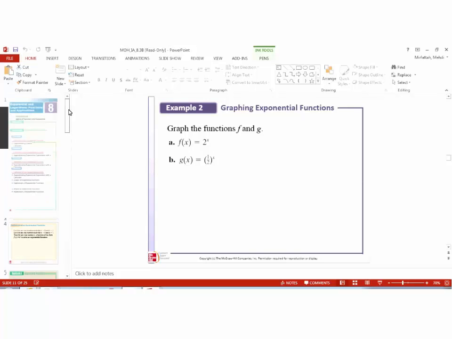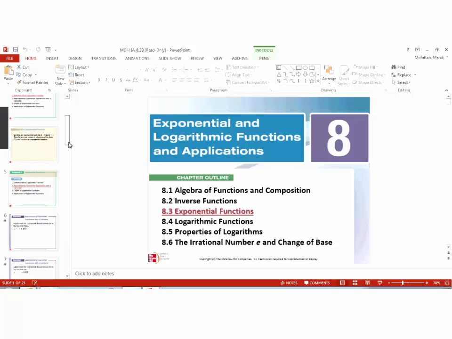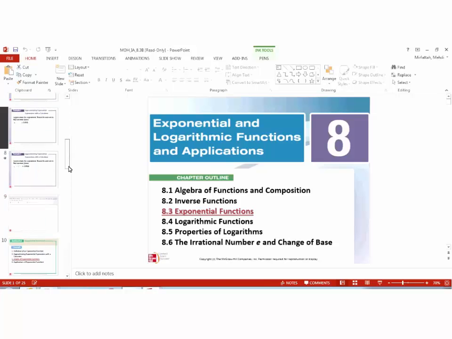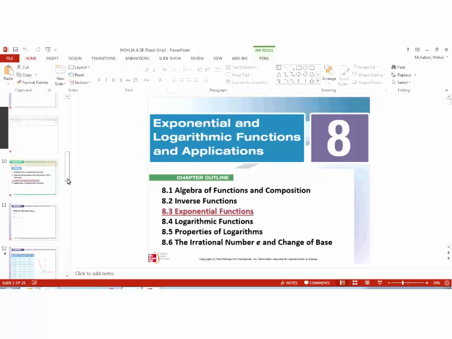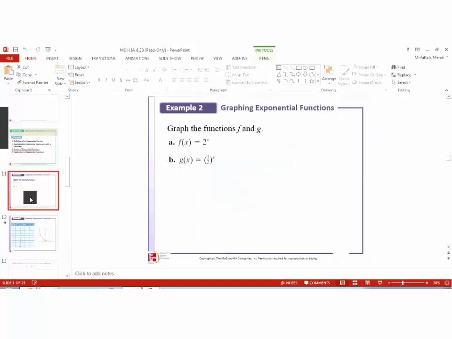So let's take a look at the next concept here. Okay, we look at the exponential and logarithm. That's the next thing that we're going to look at, and we're going to look at how the graph of an exponential looks.